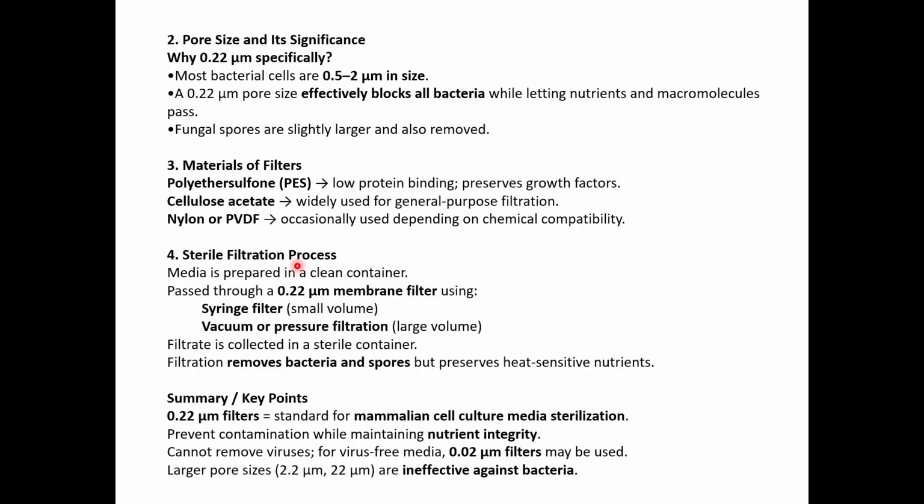Then the sterile filtration process. Media is prepared in a clean, autoclaved container and passed through a 0.22 micron membrane filter using a syringe, or a vacuum or pressure filtration system for large volumes. The filtrate is collected in a sterile container. Filtration removes bacteria and spores but preserves heat sensitive nutrients. So that is why 0.22 filters are generally used for sterilization of cell culture media.